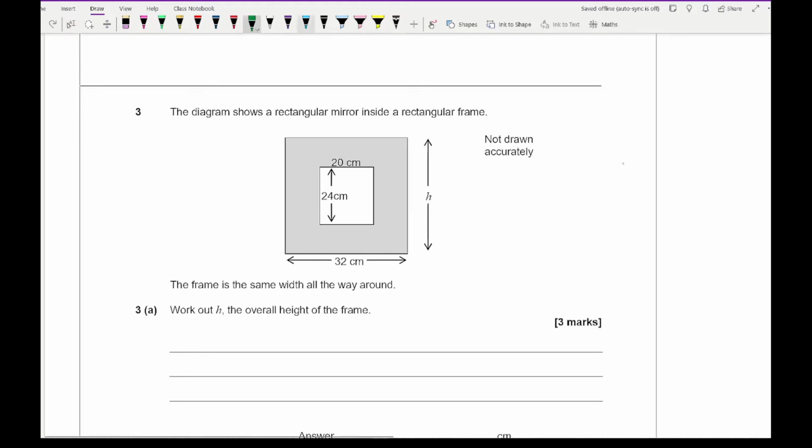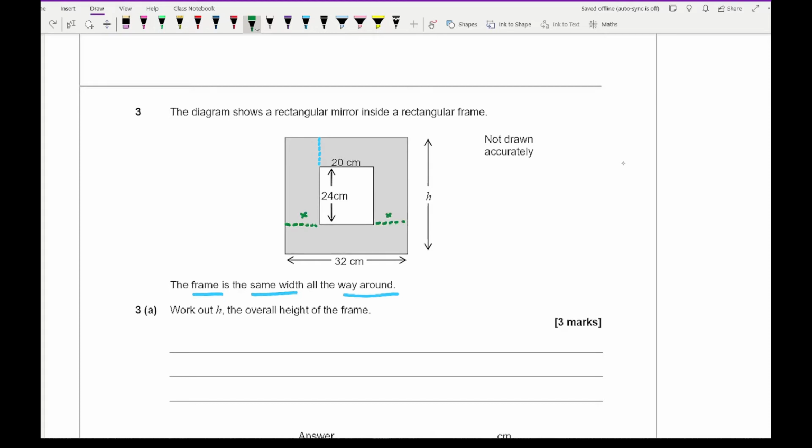Now for this, what we've got to recognize is that this length here is the same as this length here, because it tells us that the frame is the same width all the way round. Now, it's difficult for me to work out what this length here is going to be because I don't know what h is. So what I need to do instead is work out what this length here is. Now, if I just call that x, then this is going to be x.